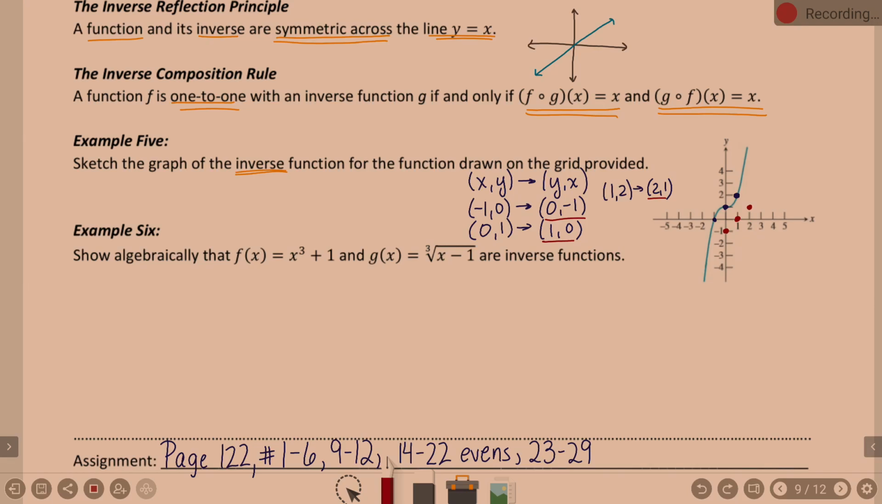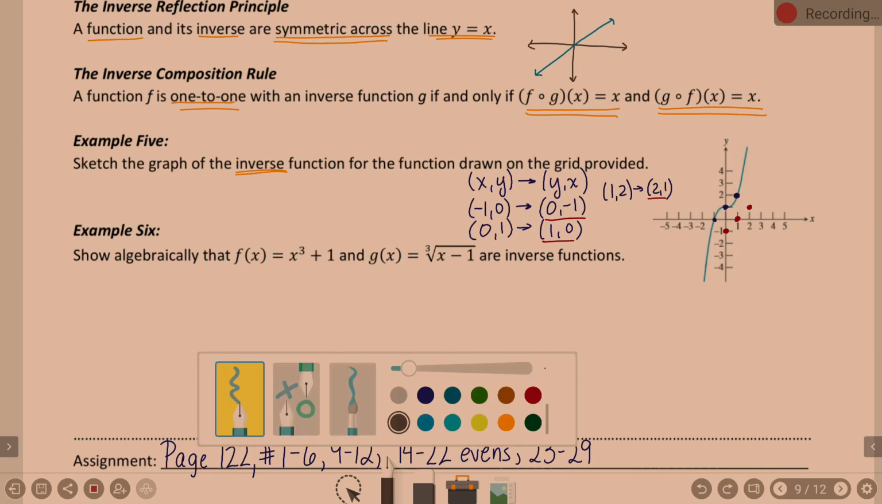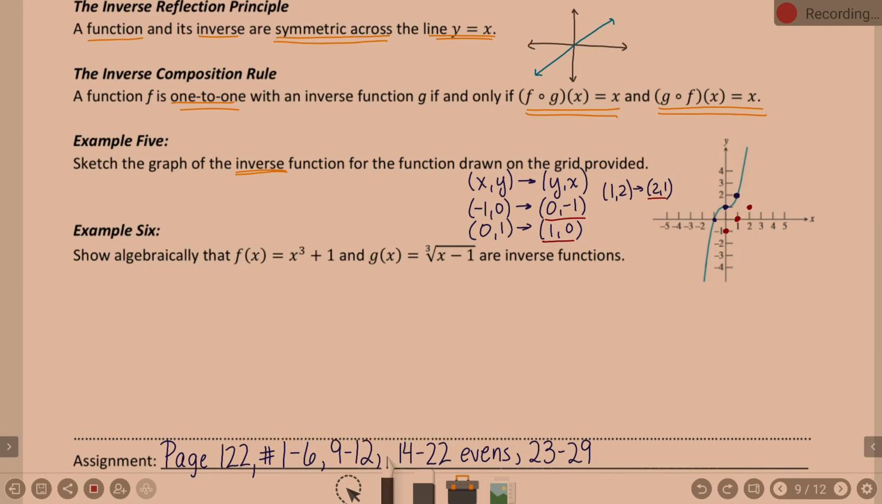Let's see. One thing I can do is I'm going to kind of put in here the line y equals x. The line y equals x is that perfect diagonal line that goes through points like 1, 1, 2, 2, 3, 3, 4, 4. Okay, so for reference, that's the line I'm reflecting across.